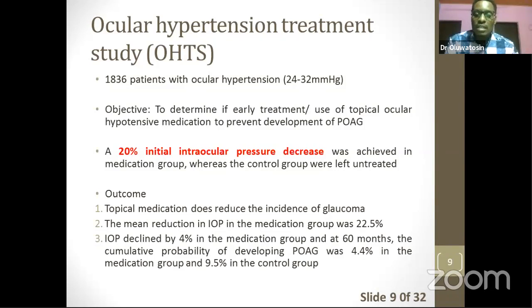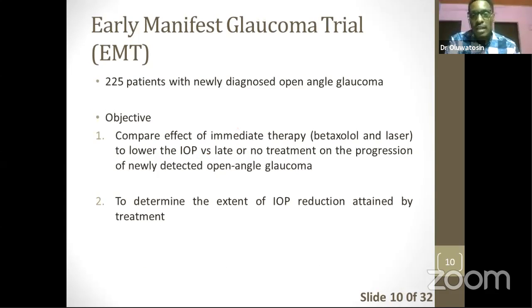The probability of developing primary open angle glaucoma among the treatment group over 60 months was 4%, while for the control group, it was 9.5%.